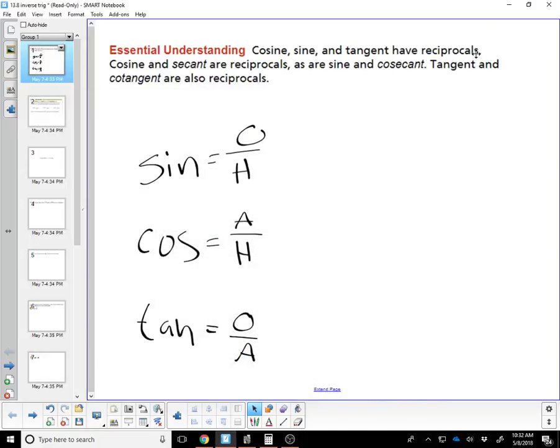All right, so today, again, we're doing sine, cosine, tangent. Here they are. Sine is opposite over hypotenuse. Cosine is adjacent over hypotenuse. Then we have tangent, which is the opposite over the adjacent.